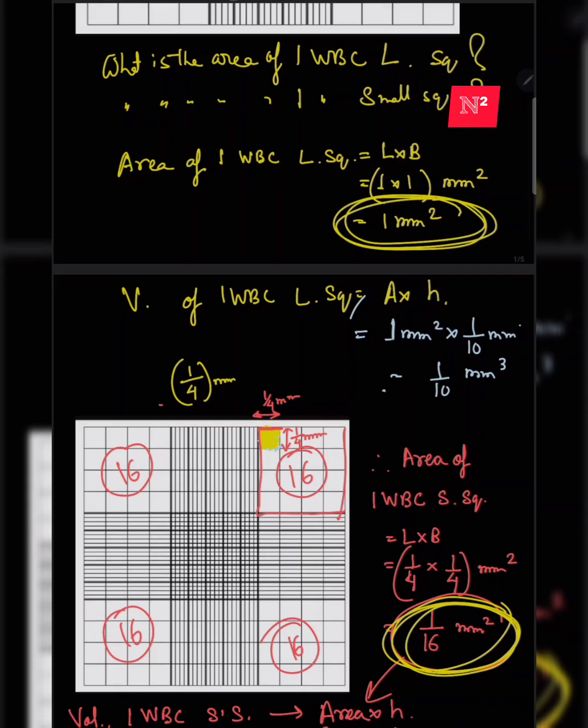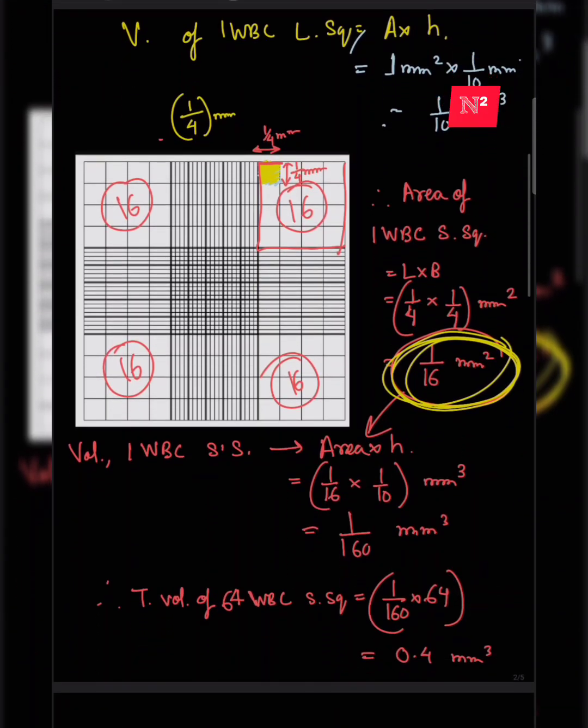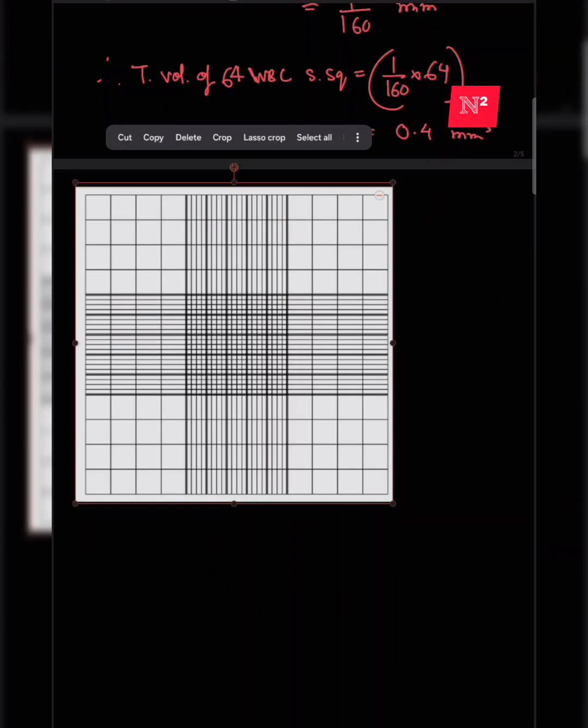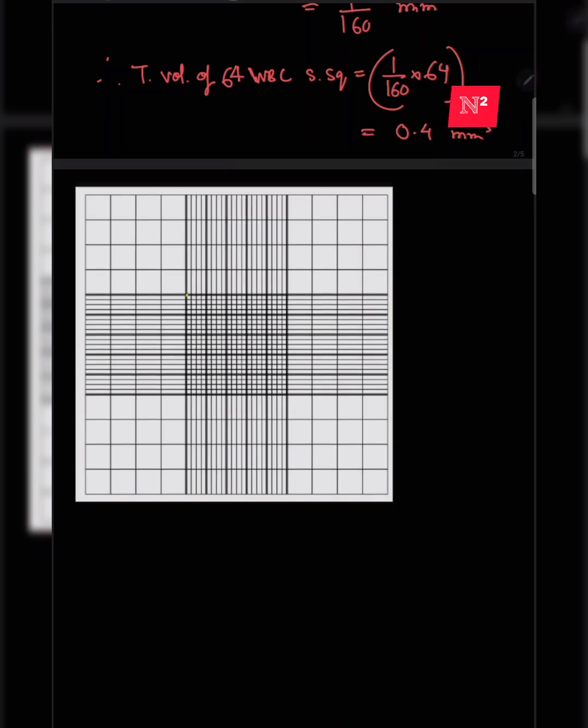Okay, next we move on to the RBC counting grid. I told you this whole area at the very center of the Neubauer counting grid is called the RBC counting grid.